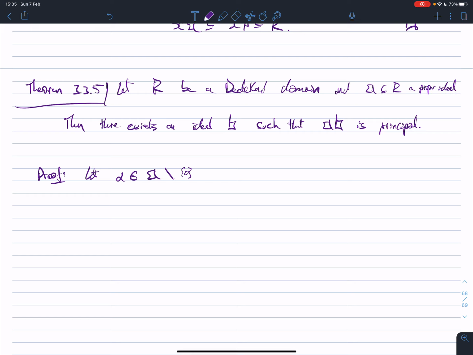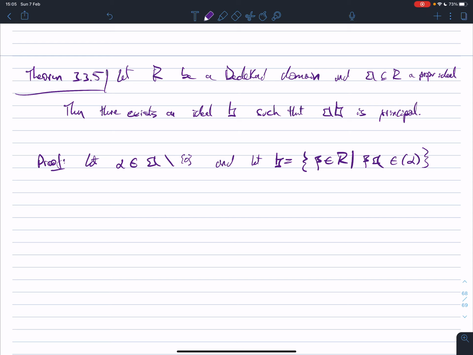So pick some element like this, and let me tell you what B is. I'm going to let B be the following. It's going to be the set of all beta in R such that beta times my ideal A is contained in the ideal generated by alpha. So I take all elements in R so that when I multiply my ideal A by beta, I land inside this ideal alpha.